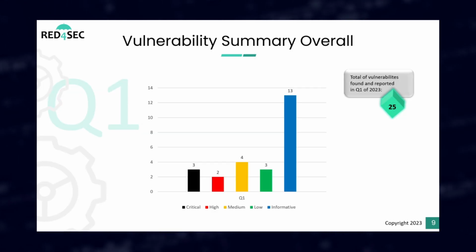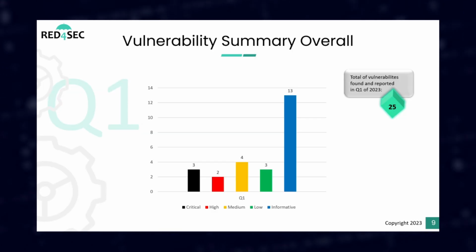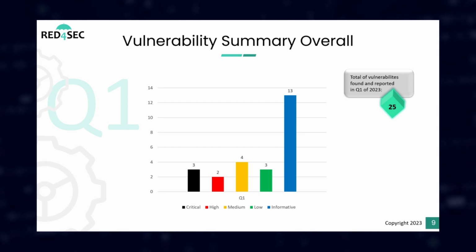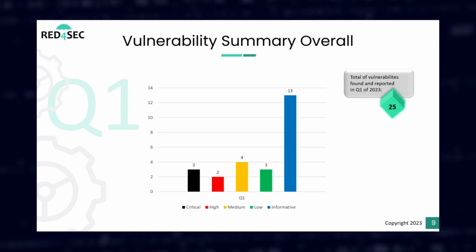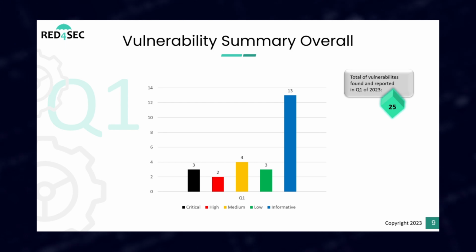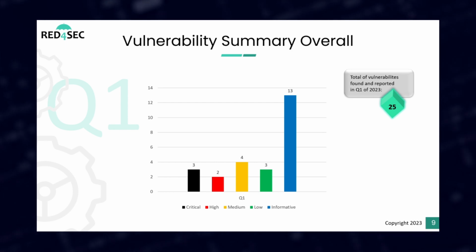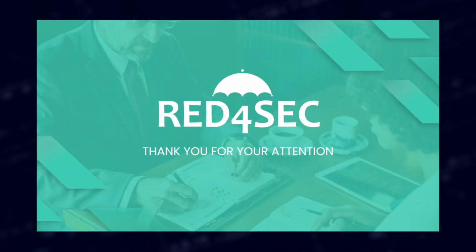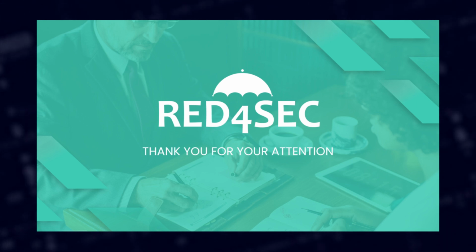Finally, find the vulnerability summary overall of the first quarter of 2023, where 3 critical vulnerabilities have been found and reported, 2 high risk, 4 medium, 3 low, and 13 informative, giving us a total of 25 vulnerabilities. That would finalize our quarterly report.